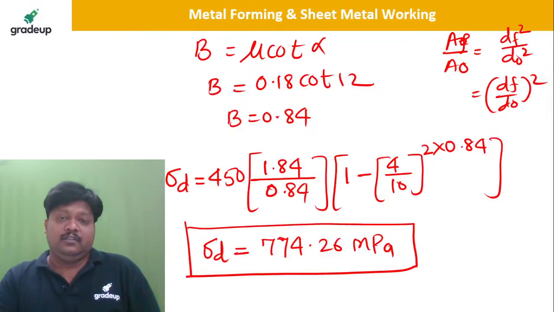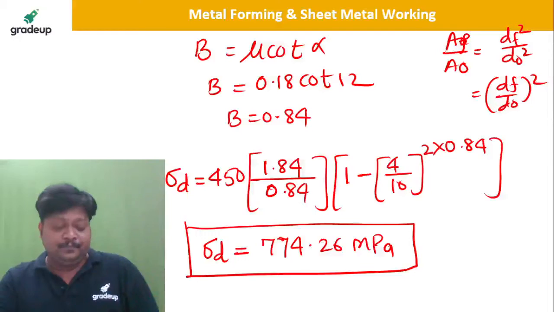So D final 4 divided by original 10 to the power 1.68, 1 minus answer, into 1.84, that is (1 plus B) by B with B as 0.84, into sigma y, the flow stress 450. I hope 774 is correct.